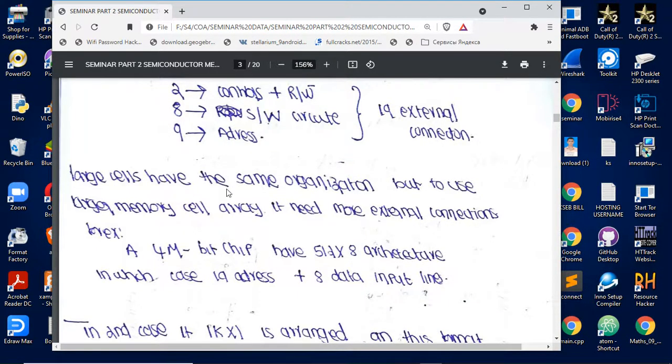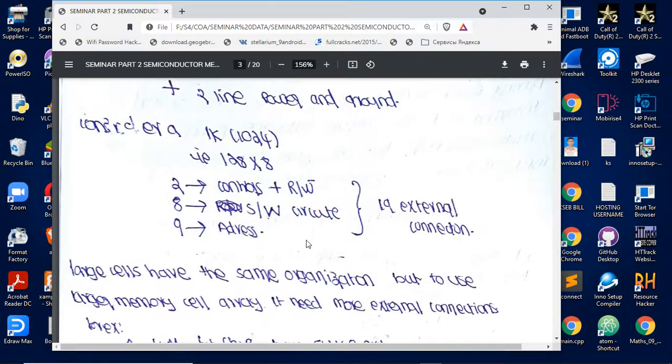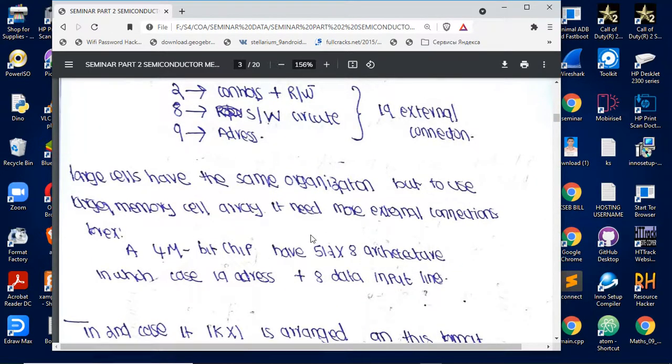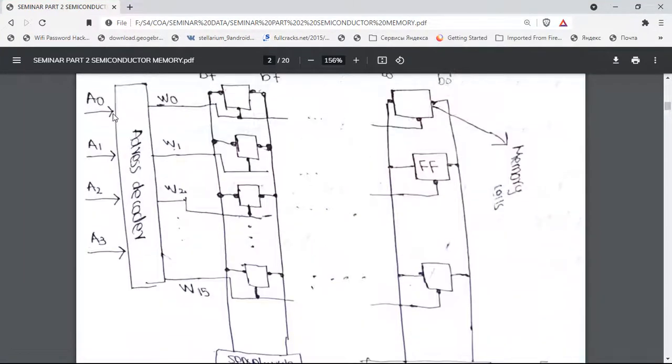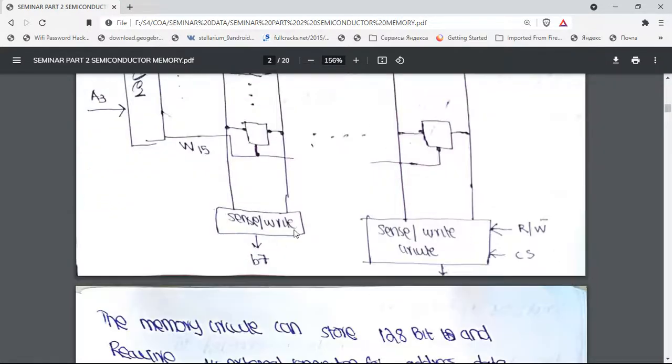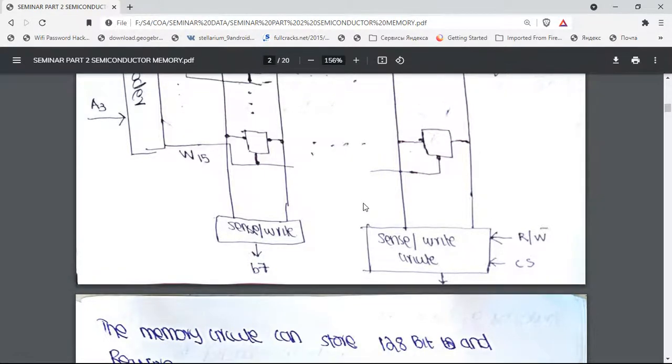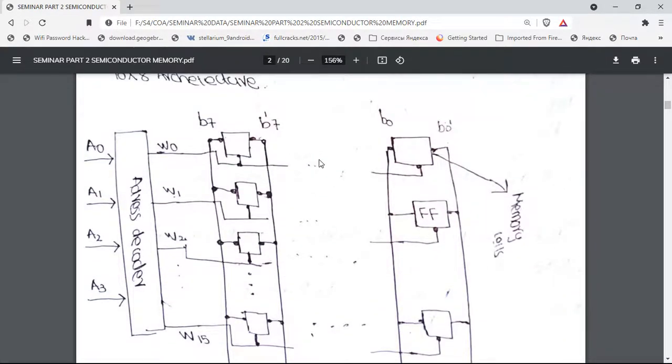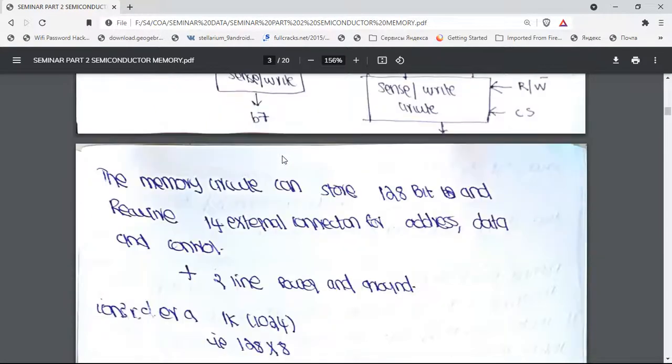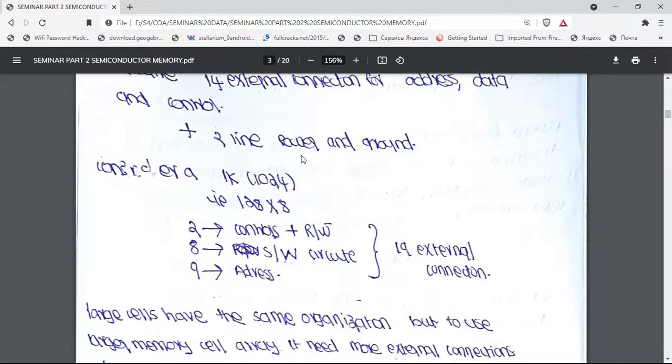Okay, larger cells have the same organization, but we use a larger memory array. That means as the memory increases, it needs more external connections, and as the technology advances, the complications increase. Okay, this is the basic idea. There will be some address lines that go to an address decoder. There will be some lines from the sense write circuit, and there will be a control signal. Apart from this there will be a power signal, power and ground. We are not discussing it right now.